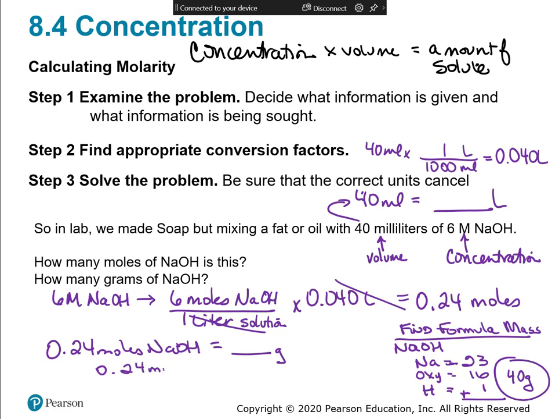And now I can set this up in just another single step, just like a unit conversion. What unit do I put on the bottom? Moles. The answer that I've got, 0.24 moles. So remember, moles would go on the bottom. The answer I want is grams. So according to the formula mass, there are 40 grams in 1 mole. So mole gets the 1. Grams, there's 40. So I take 0.24 times 40. 9.6.